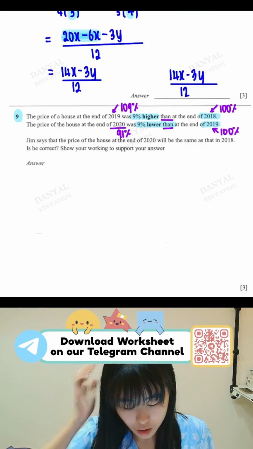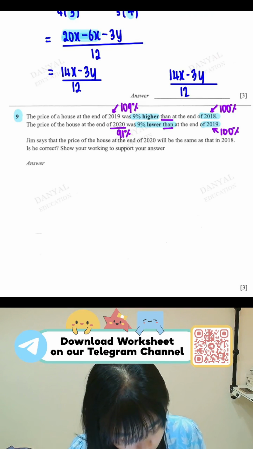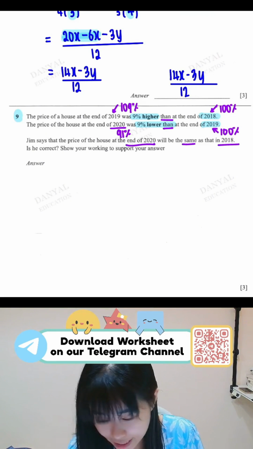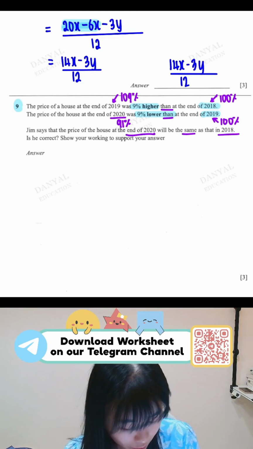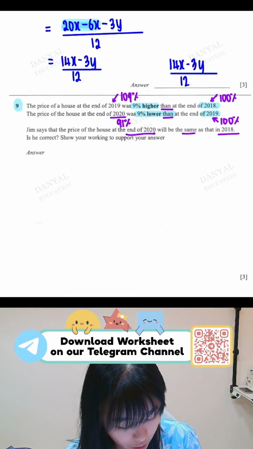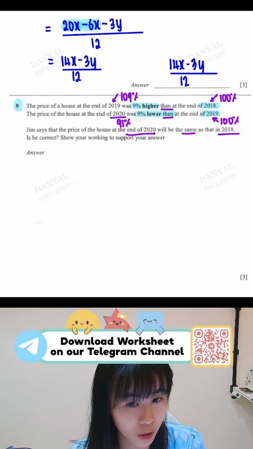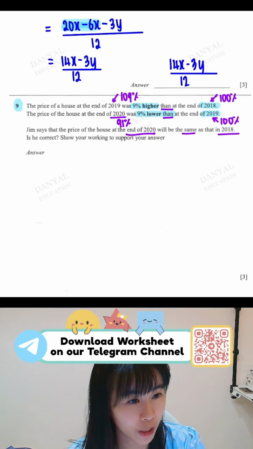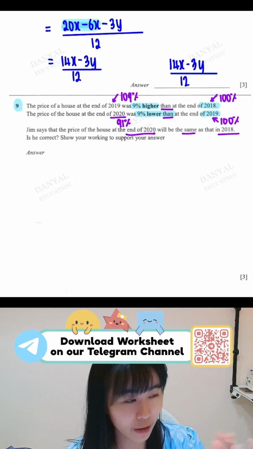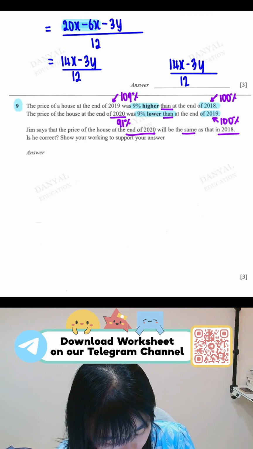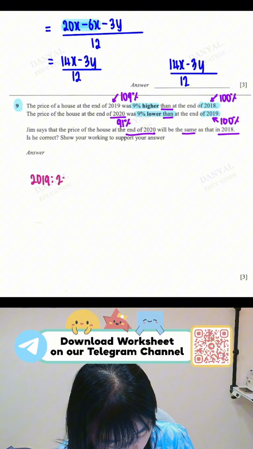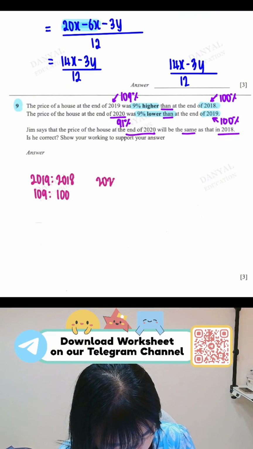Okay. So Jim says that the price at the end of 2020 will be the same as 2018. Is he correct? Show working to support your answer. Okay, this one has different ways you can get the answer. If you are a primary 6 student watching here, then you will do it this way. 2019 to 2018 is 109 is to 100. 2020 to 2019 is 91 is to 100.